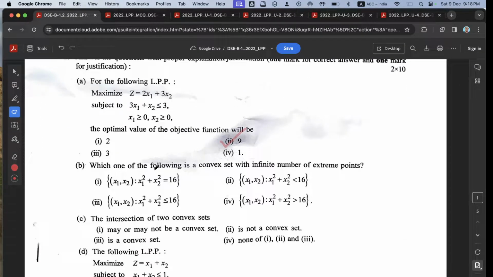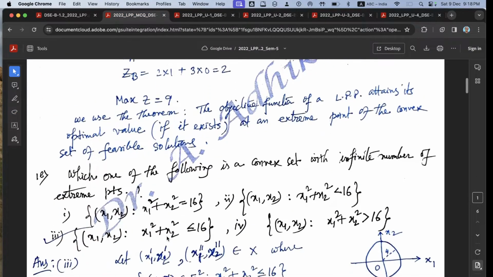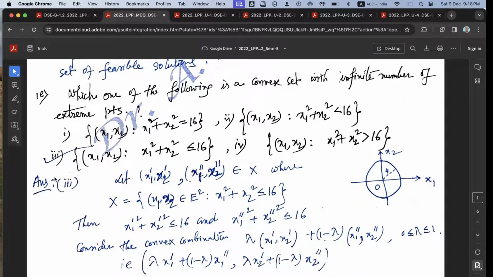Next, 1B. Which one of the following is a convex set with an infinite number of extreme points? Correct answer is 3.